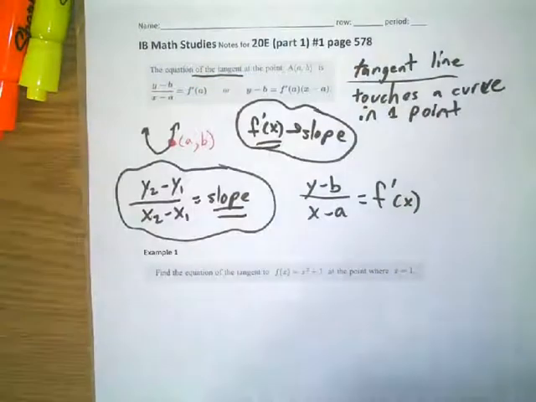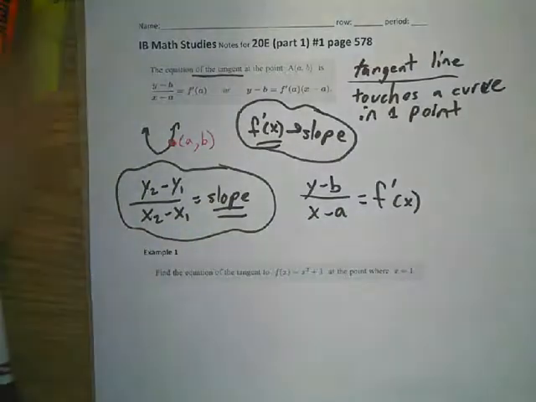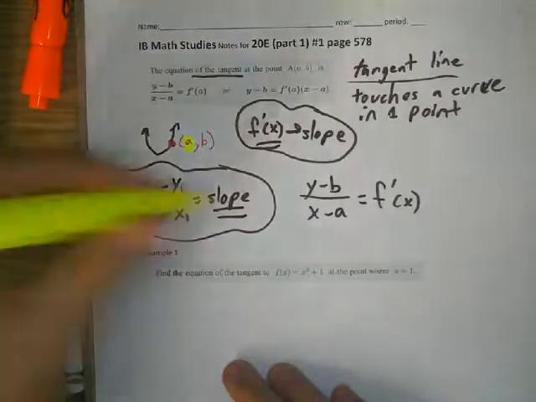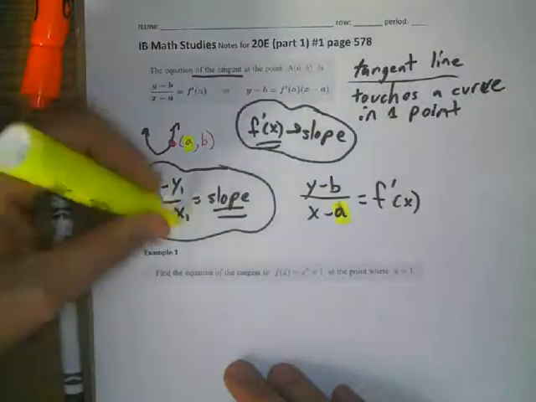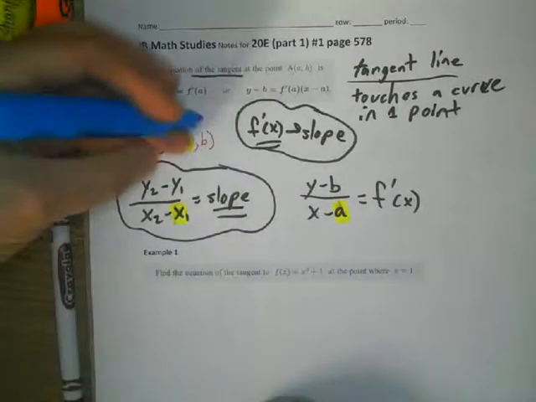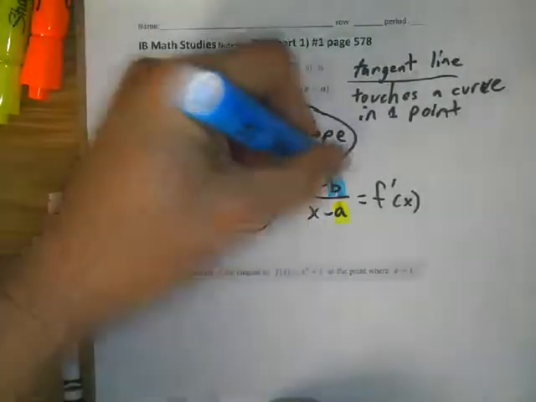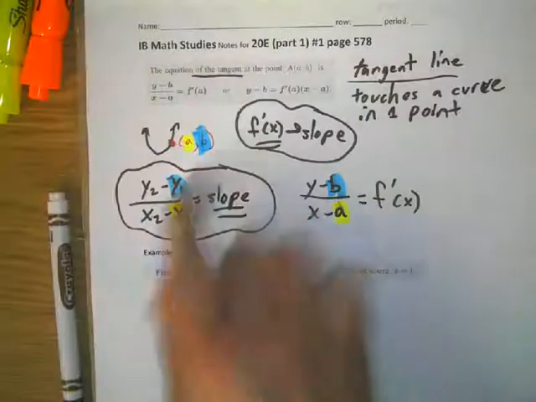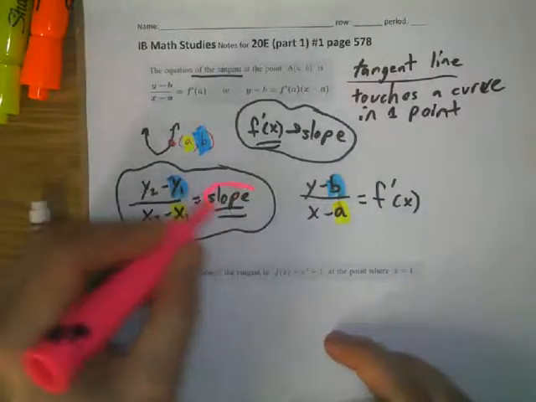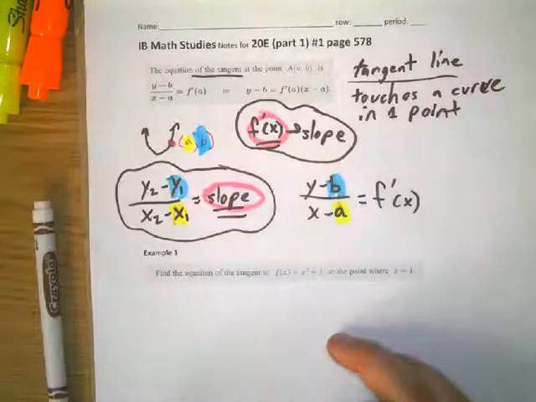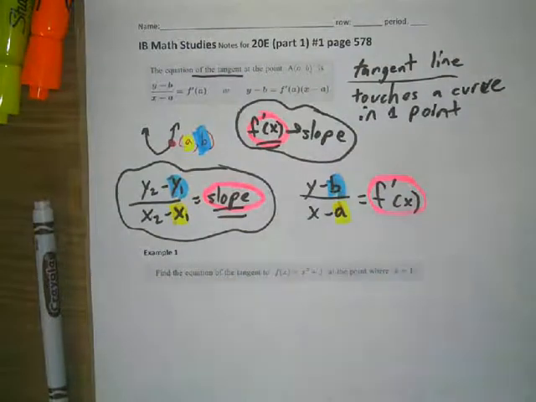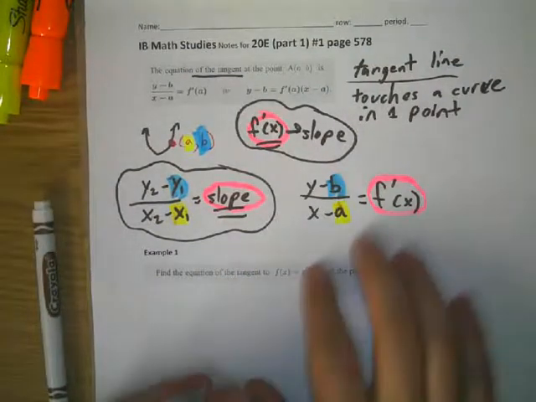All right? And so let's highlight what I just said. A is the x value. I'm replacing this with A. B is the y value. I'm replacing this with B. And slope is the derivative, and I'm replacing slope with the derivative. Okay? And then I can rearrange this in order to get our equation of the line.